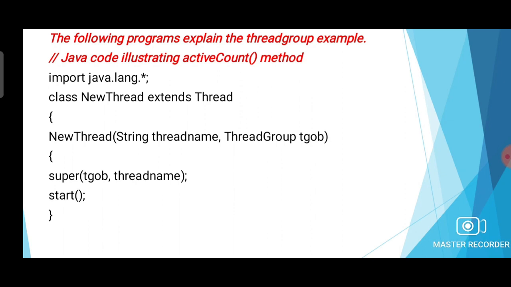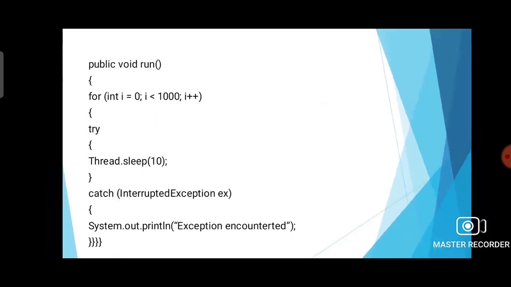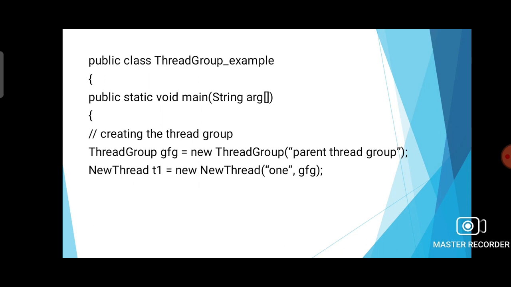Then we call the start method. Then in the run method, we have the for loop. Inside the for loop, we have the try block. In the try block, we are applying the sleep method to the thread, so our current thread will go to sleep mode for the given amount of time. Next, in the catch block, we are printing the statement "exception encountered".